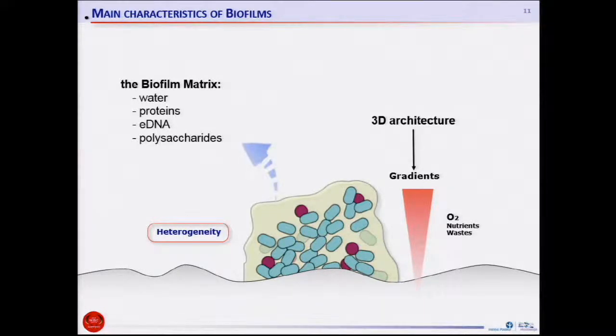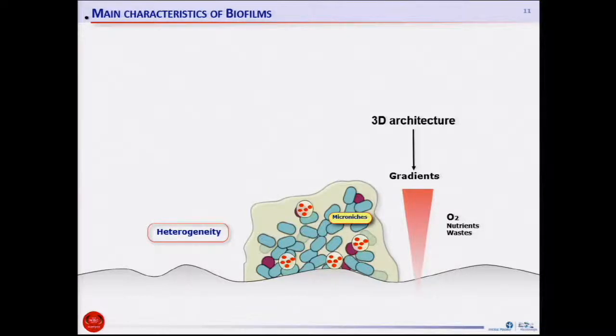And the reason is the biofilm matrix that is produced by the bacteria themselves, that in the body will also eventually use some of the host proteins and host polysaccharides, and that is made of water, protein, extracellular DNA, and polysaccharides. Because of this matrix, you can imagine that a bacterium that will be here and a bacterium that will be here won't face the same environment. You have 3D architecture and then gradients of oxygen, nutrients, and waste. And because of that, you have micro-niches where bacteria will face different types of environment. And this explains the heterogeneity.